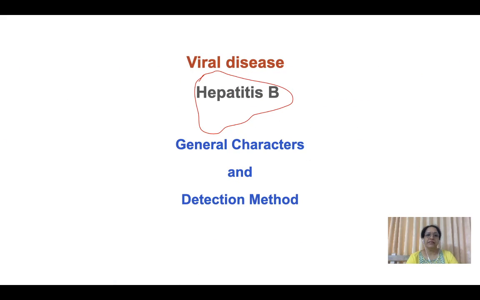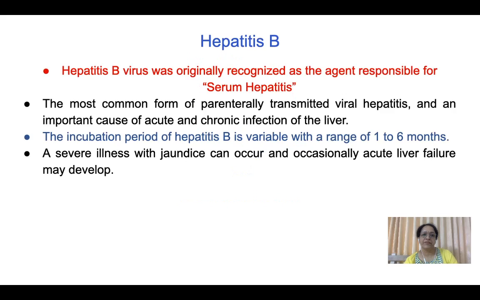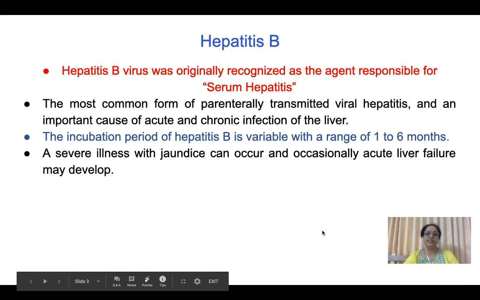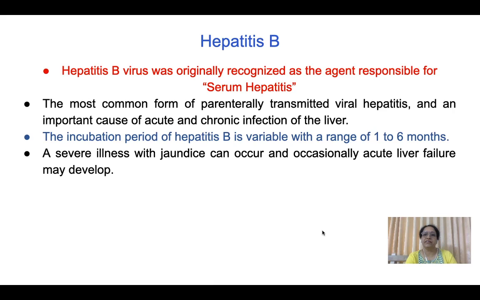Here, we'll see viral disease hepatitis B caused by hepatitis B virus. In that, initially we'll see general characteristics of hepatitis B virus as well as disease produced by hepatitis B virus and detection methods of it. Hepatitis B was originally recognized as the agent responsible for serum hepatitis.